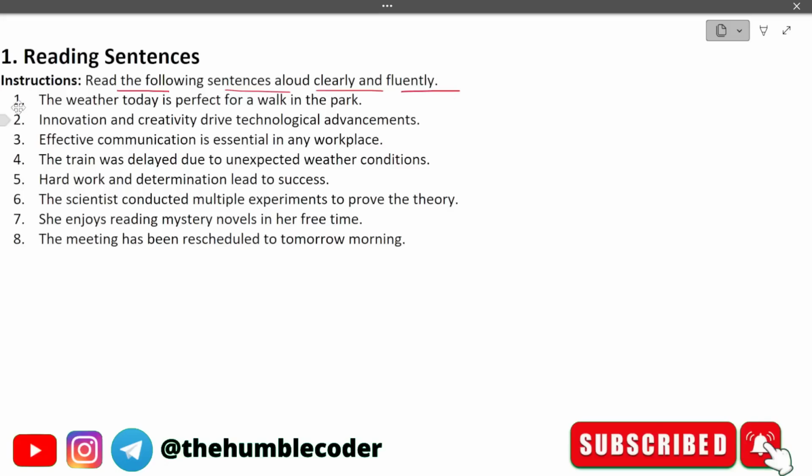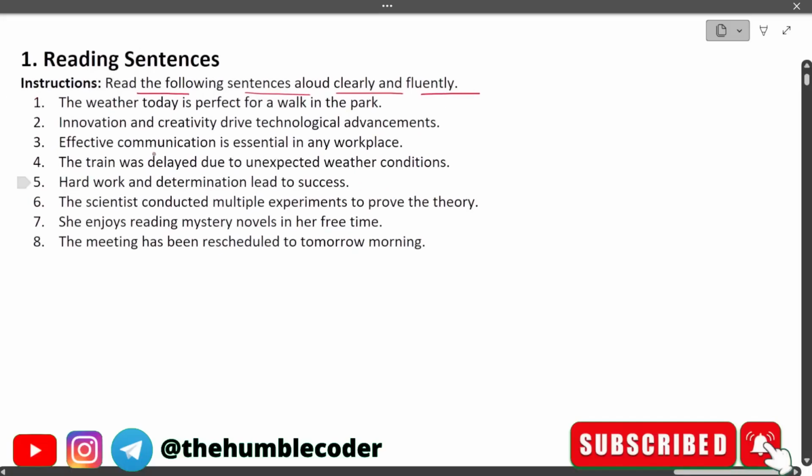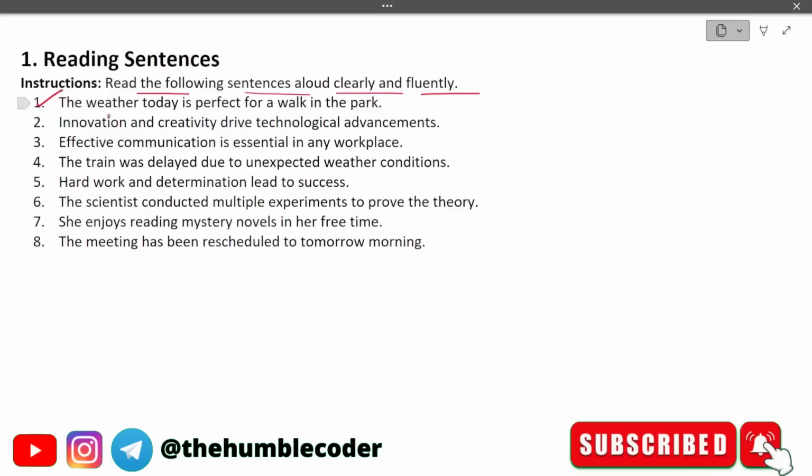Let's practice this. First of all, I'm going to read out these sentences one by one, so you will get to know how you have to read them in the exam. First sentence: the weather today is perfect for a walk in the park. Second sentence: innovation and creativity drive technological advancements. Third statement: effective communication is essential in any workplace. The train was delayed due to unexpected weather conditions. Hard work and determination leads to success.